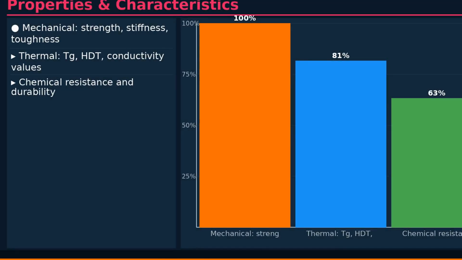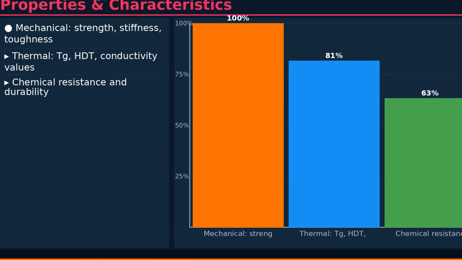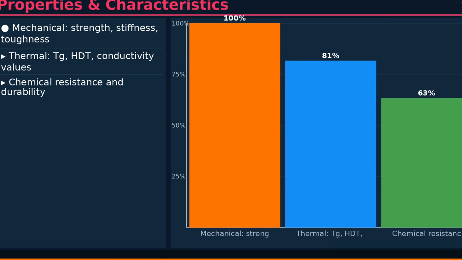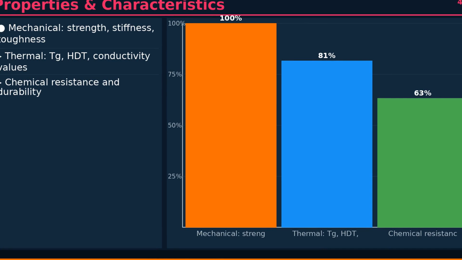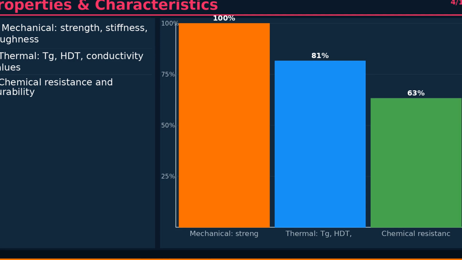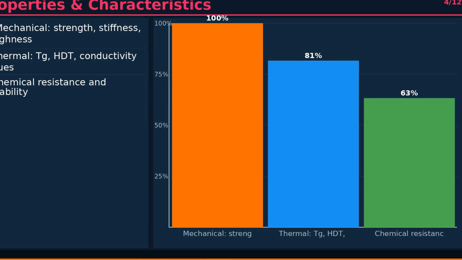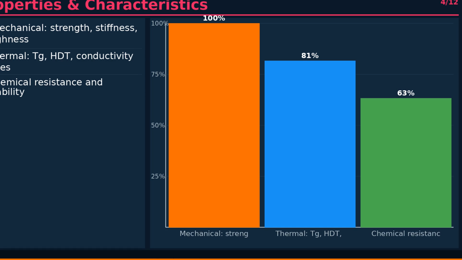The properties of types of plastics, thermoplastic vs thermoset, span mechanical, thermal, and chemical domains. Tensile strength, heat deflection temperature, and chemical resistance are the most important parameters. These values directly determine service life and product quality.